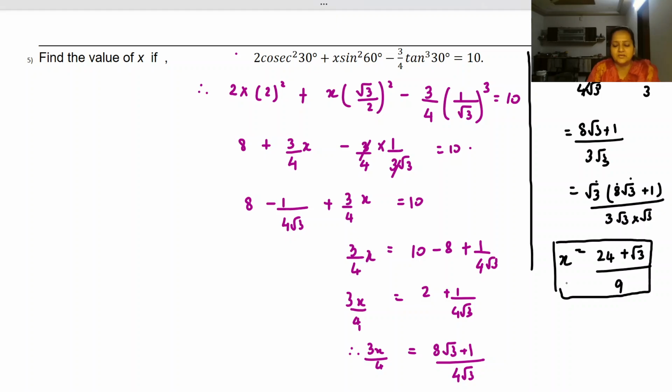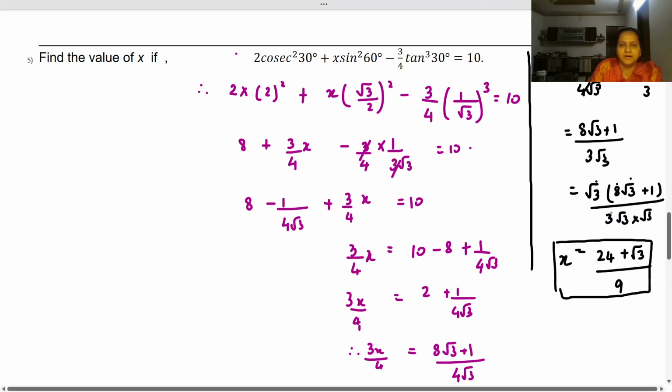Right? This was mainly calculation based. I hope you all have understood this. First important part is substituting correct trigonometric values. Cosec square 30 is 2 square. Sin square 60 is root 3 by 2 square. Tan cube 30 is 1 by root 3 cube. So this is the important step, and the rest is all the calculation part that you're doing. Okay.